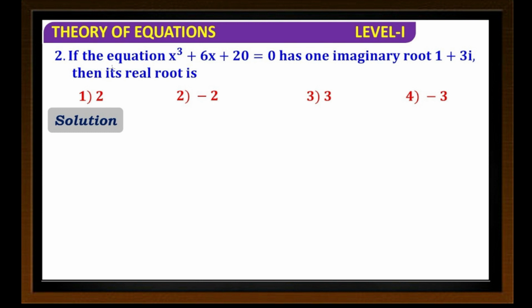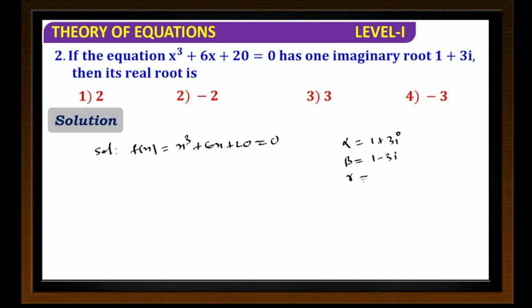Second question is, if the equation x cube plus 6x plus 20 equals 0 has one imaginary root 1 plus 3i, then its real root is. We know that given equation f of x, cubic equation, x cube plus 6x plus 20 equals 0. One root is given, alpha is 1 plus 3i. We know that if alpha is a conjugate root, complex number 1 plus 3i, so compulsorily beta is 1 minus 3i. So let the third root be gamma.